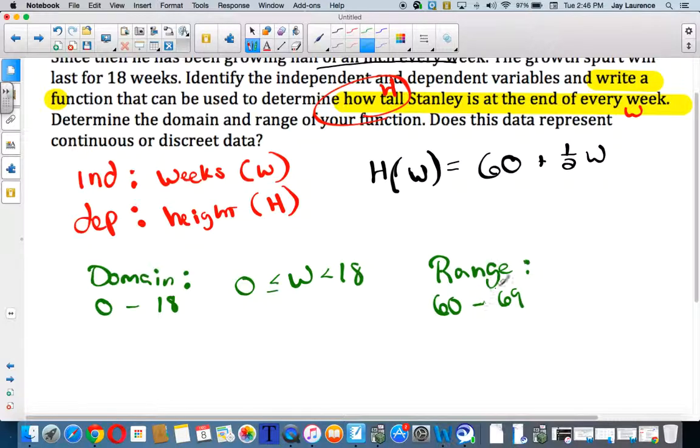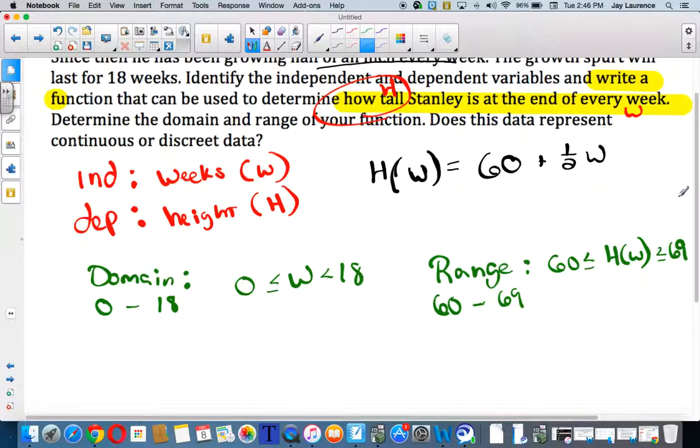So the range has to be in there. So the minimum value is 60. I'm not going to put H, I'm going to put H of W because that's my output. And that's going to have to be less than or equal to 69. And there is my range. Okay, so I've done domain and range. I've done independent, dependent, and I've written a function.